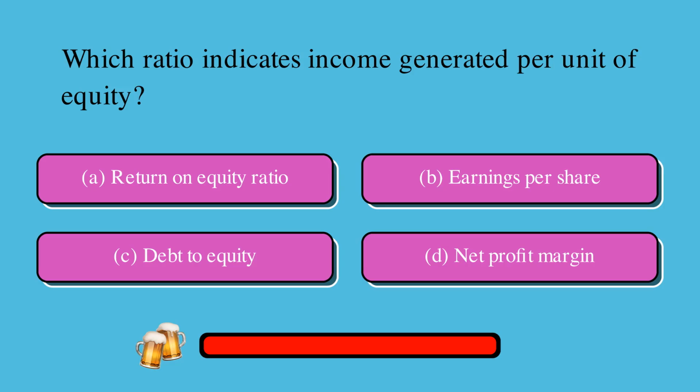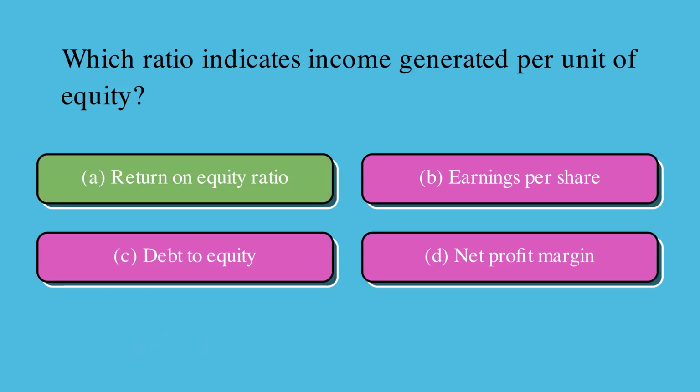Which ratio indicates income generated per unit of equity? Is it A, return on equity ratio, B, earnings per share, C, debt to equity, or D, net profit margin? The correct answer is A, return on equity ratio.